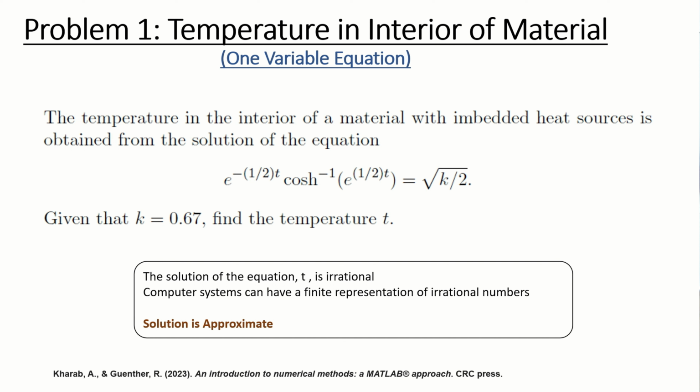Okay, so still, if you see this particular equation, it involves a variable t. Okay, so if I read the problem, this problem is about the temperature in the interior of a certain material. That material is embedded in a certain heat source, and this is the equation that we get. Okay, and we wish to find this t. Small t is a representation of a temperature, and we wish to find the temperature.